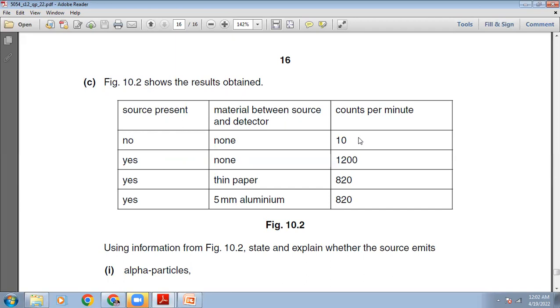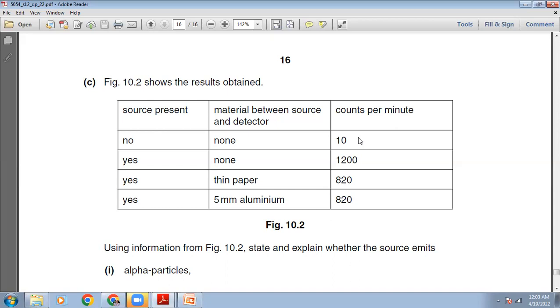Then he put a 5 millimeter thick aluminum foil. The reading stays at 820. You can see that when you put the paper, you get this reading, and when you put the aluminum foil, you get the same reading. It means that there are no rays which can be stopped by the aluminum. So the beta particles are not there, because beta particles cannot pass through aluminum. Gamma rays can pass through.